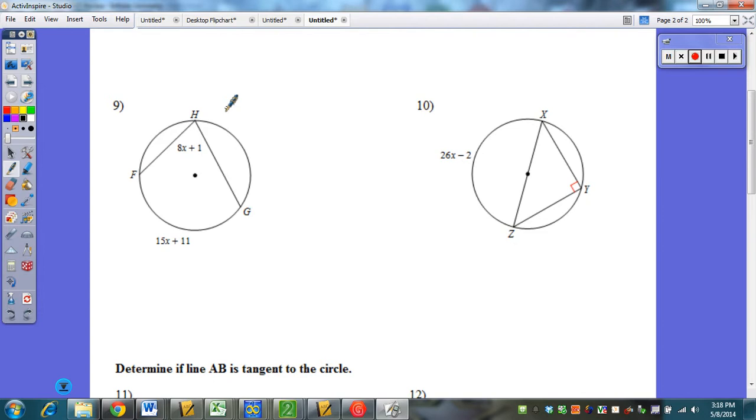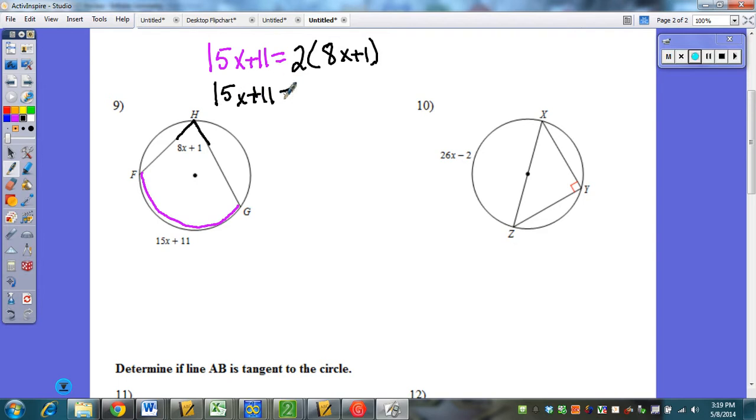Okay. Number 9. Again, we have the angle here. We have its intercepted arc right there. So that tells me that the arc is equal to 2 times the value of the angle. So we have 15x plus 11 equals 16x plus 2. So if I subtract 15x from both sides, we get x. If I subtract 2 from both sides, we get 9.